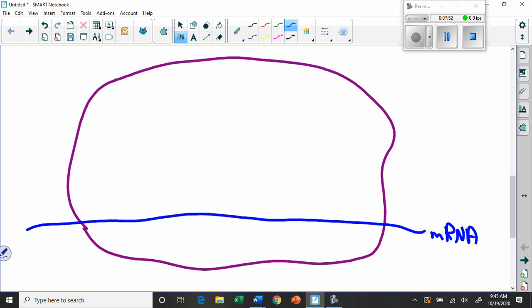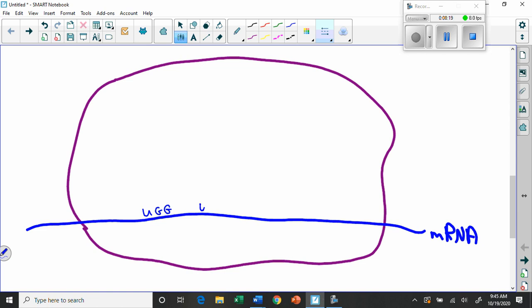mRNA. And the messenger RNA would have letters on it. So let me write some letters in blue. And I'm going to space them out a bit because I want you to see the codons. They wouldn't necessarily be spaced out, but let's put UGG here.